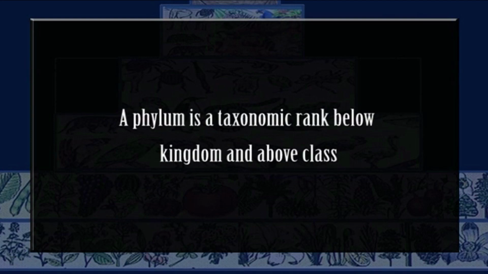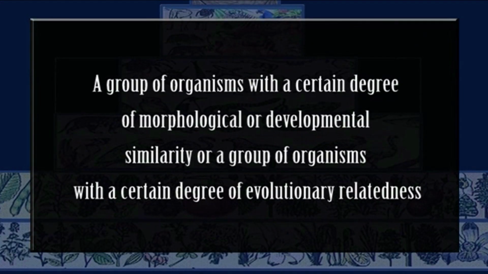Now, we will discuss phylum or division. A phylum is a taxonomic rank below the kingdom and above the class level. Phylum is equivalent to the botanical term division. At the most basic level, a phylum can be defined in 2 ways: as a group of organisms with a certain degree of morphological or developmental similarity, or a group of organisms with a certain degree of evolutionary relatedness.